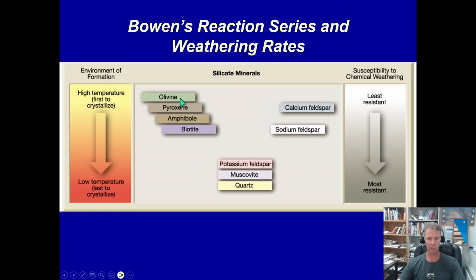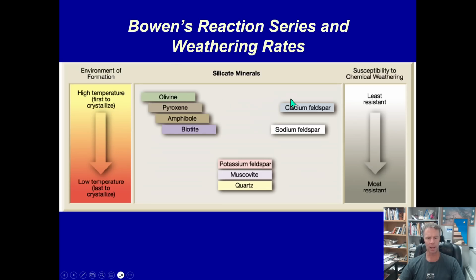It turns out that the last minerals to crystallize, as we work our way down Bowen's reaction series, the low temperature minerals, the minerals that are stable at these low temperatures, tend to be more resistant to weathering. They tend to not weather as quickly as those up here, the high temperature minerals. These tend to break down much more quickly due to various chemical weathering processes.